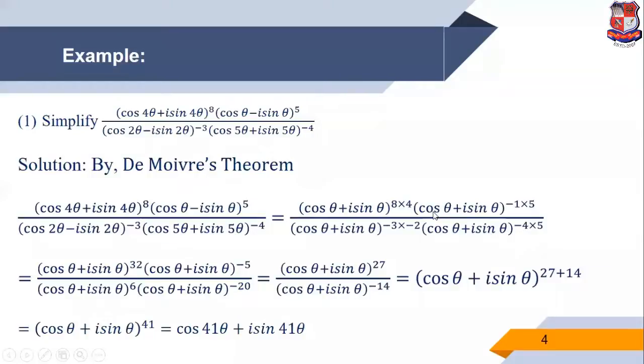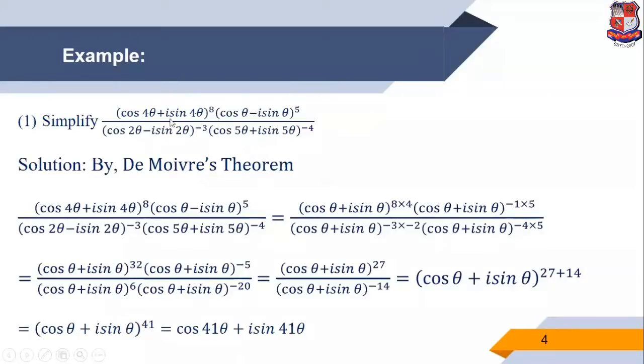Suppose some example is given and we simplify using De Moivre's theorem. Simplify (cos 4 theta + i sin 4 theta)^8 × (cos theta − i sin theta)^5 upon (cos 2 theta − i sin 2 theta)^−3 × (cos 5 theta + i sin 5 theta)^−4. Now this form we simplify using De Moivre's theorem.